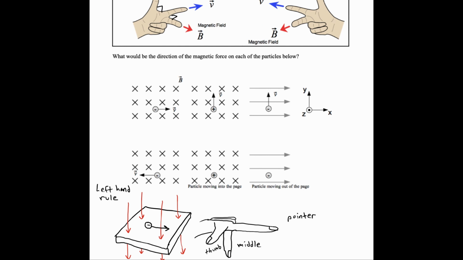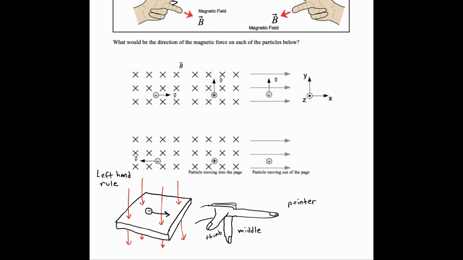All right, let's draw the directions of each of these vectors now. So our pointer is the velocity of the electron or negatively charged object here. Our middle finger is the magnetic field direction, which points straight down. And then our thumb will give us the direction of the magnetic force on that particle. You can call it FB or FM. Either one is common.